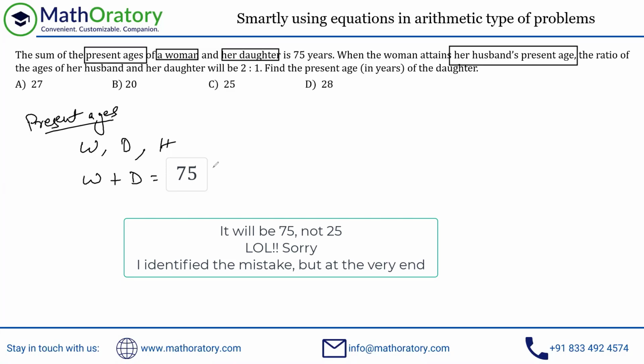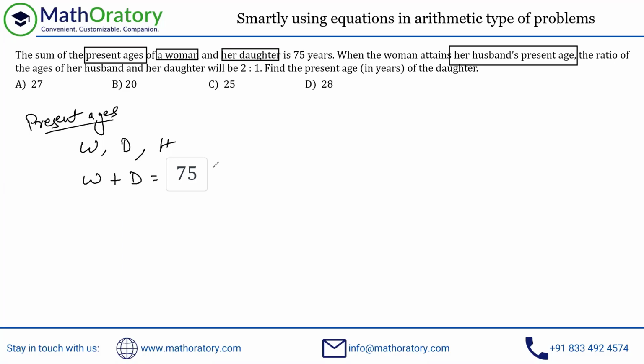So this is another variable that you're going to use. Don't be worried about it. If you've taken it properly, it doesn't matter how many variables you're taking. Just try to understand each and everything. So when the woman attains her husband's present age, the ratio of the ages of her husband and daughter will be whatever. Now, there is one thing that I'm going to say now, and that is not from an assumption point of view.